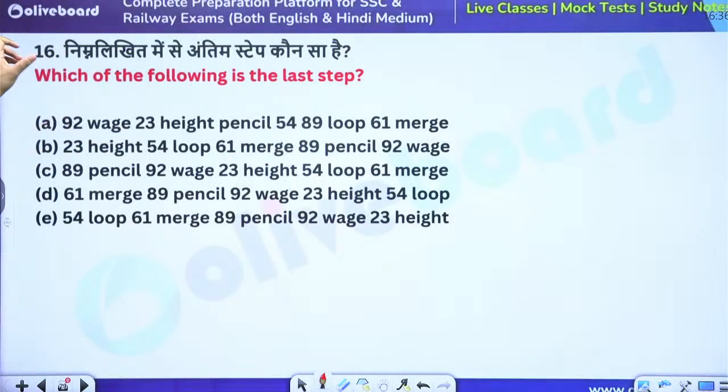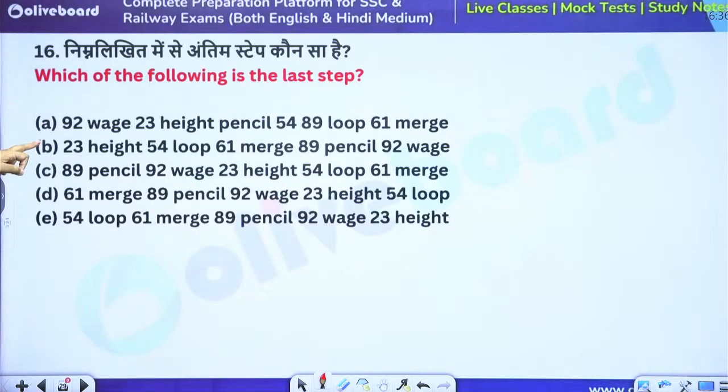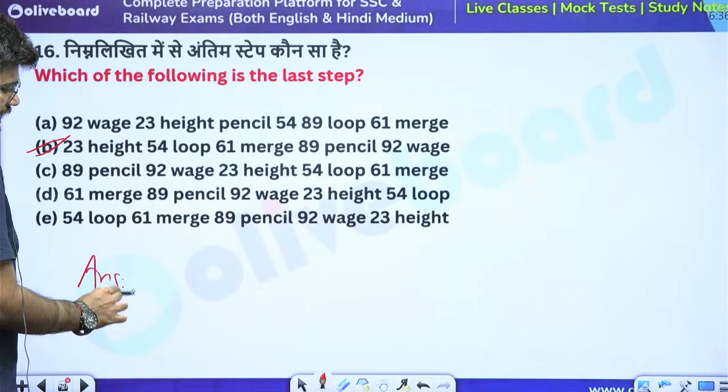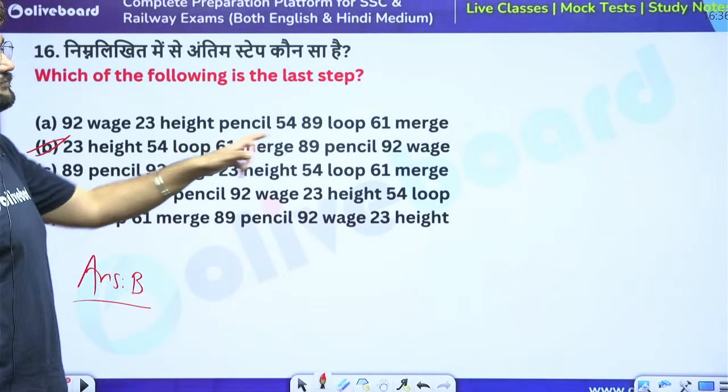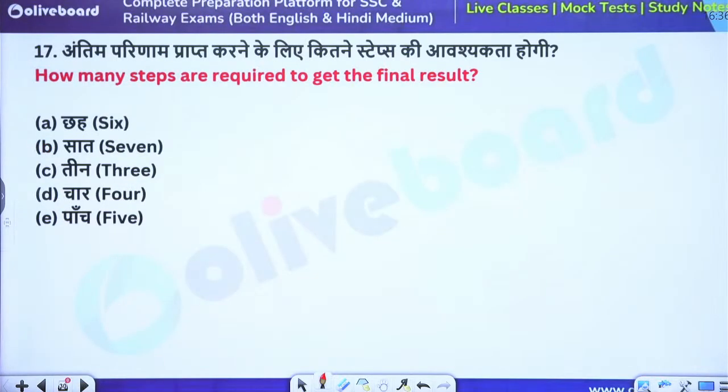So this is the question. Which of the following is the last step? What is the last step? So 23H 54L. 23H 54L. Option B is the right answer. Since I don't have any other options, like none of these or something, I will not check it completely. Done?